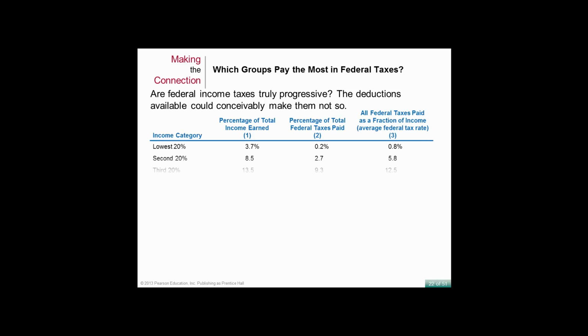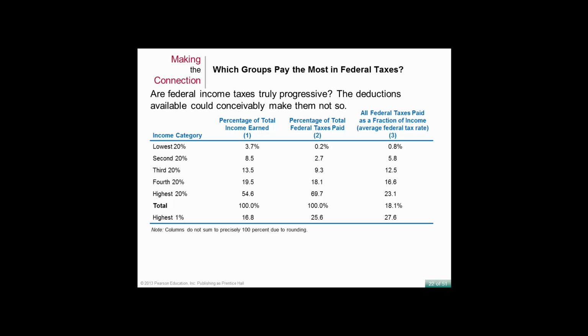Which group pays the most in federal taxes? Are federal taxes truly progressive? The deductions available could conceivably make them not so progressive. So here's a breakdown. The lowest 20% earn 3.77% of income. They pay 0.2% of tax, and represent a fraction, 0.8%, of all federal tax. The second 20% earn 8.5%, pay 2.7%, and represent 5.8% of all federal taxes.